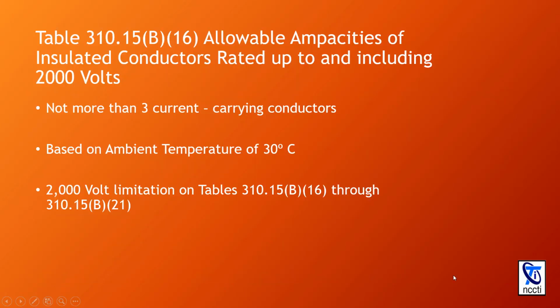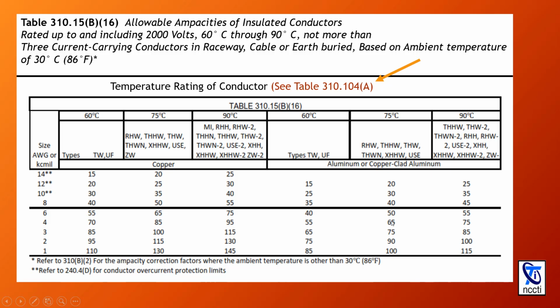Ampacities for conductors rated 0 to 2,000 volts are specified in ampacity tables, table 310.15B16 through table 310.15B21. So you can see you're going to be using the title block to figure out which correct table to use. Very important. So let's take a look at table 310.104A. And let's look for the THHN conductor in this table.